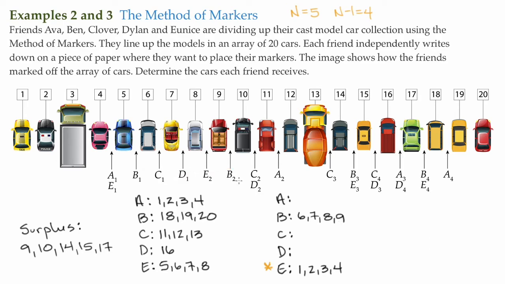We go down the array until we come to the third marker. That's going to be Clover right here. She gets all the cards between her second and third marker, 11, 12, and 13. So we move on down until we get to the fourth marker. And of course, that's Clover again, but she was just awarded her third section. So we go down to the next fourth marker, and that's Dylan right here. So Dylan's going to get between his third and fourth markers. So again, that's car 16.